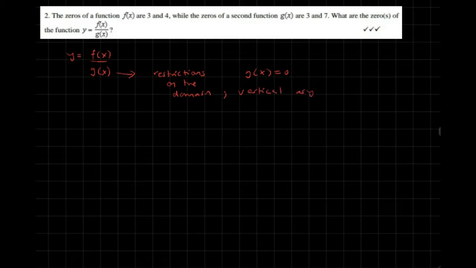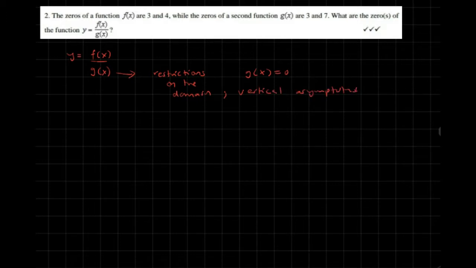Alright, the zeros of a function f of x are 3 and 4, while the zeros of a second function g of x are 3 and 7. What are the zeros of the function y is equal to f of x over g of x? We can understand that this is going to be a rational function, and we know that the zeros of g of x are going to include restrictions. When g of x is equal to 0, these are the restrictions on the domain, and specifically these values that make g of x equal 0 are going to be our vertical asymptotes.